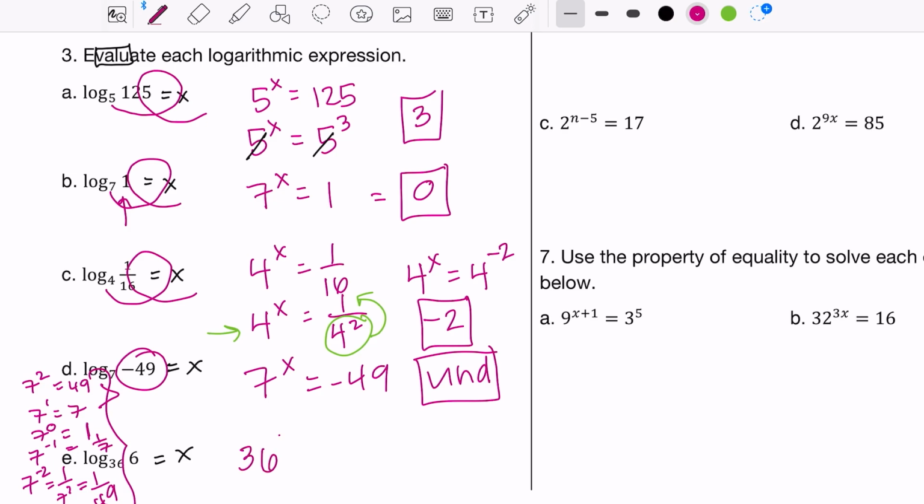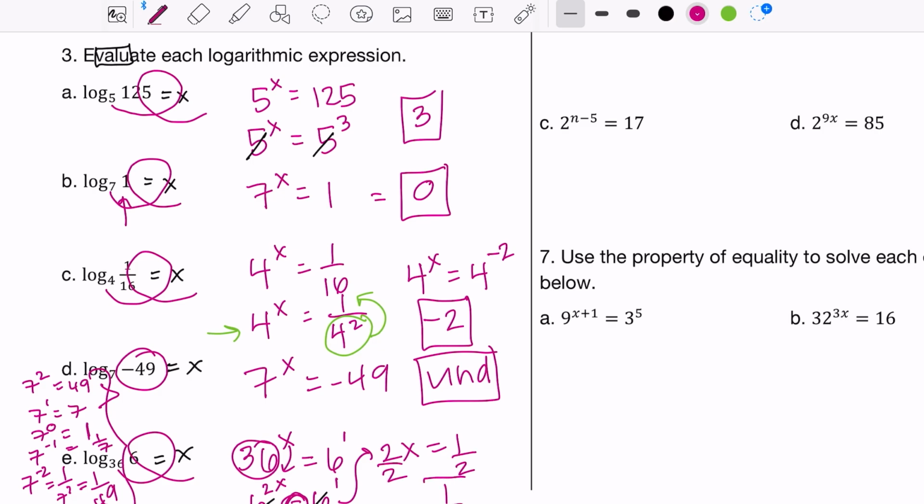Let's go to this guy, 36 to what power is 6. So I can see that I can rewrite 36 as 6 squared, and then I'm going to bring down that x. And this is 6 to the first power. Now because they have the same base, using the property of equality, the exponents must also be equal. So I'm not dividing out that 6. I'm just using logic and saying, hey, there's an equal sign here. If these parts are already equal, then the top parts must also be equal. So that means 36 to the 1/2 power equals 6.